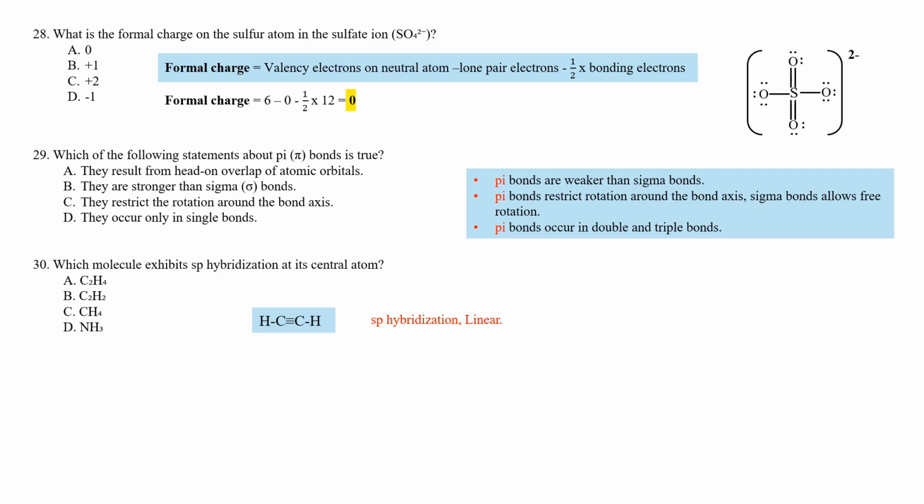CH4, tetrahedral geometry, sp3 hybridization. NH3, again sp3 hybridization, but it is trigonal pyramidal shape.